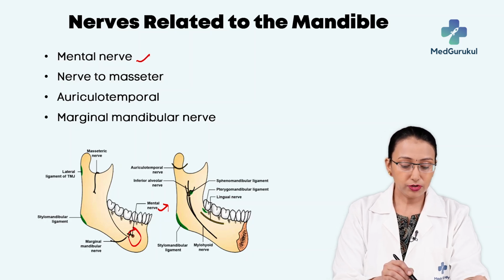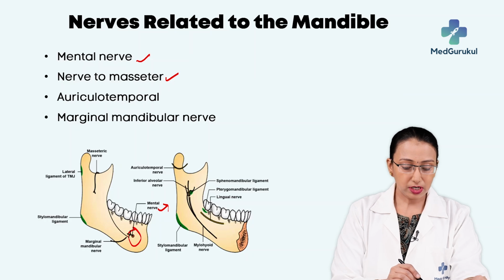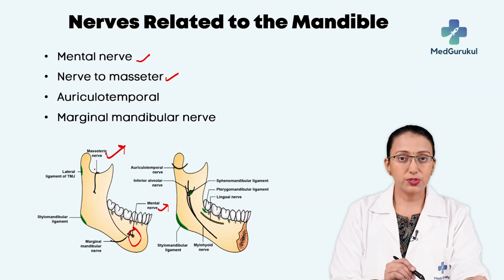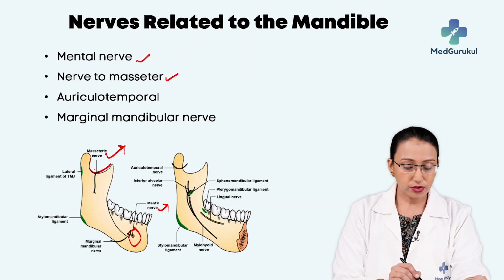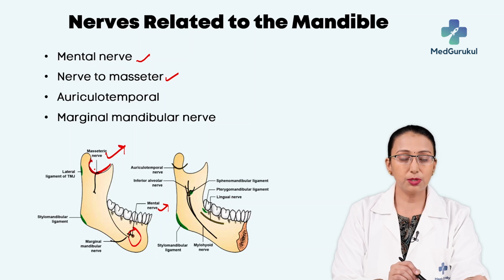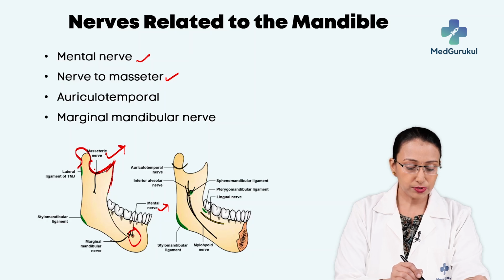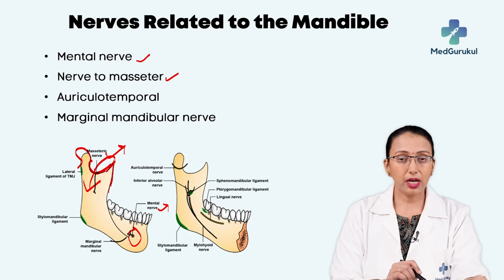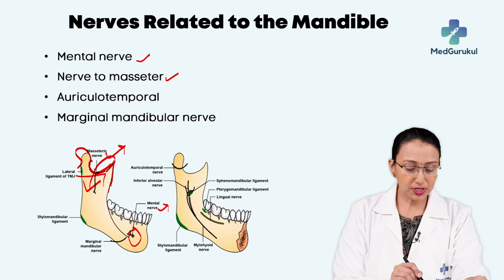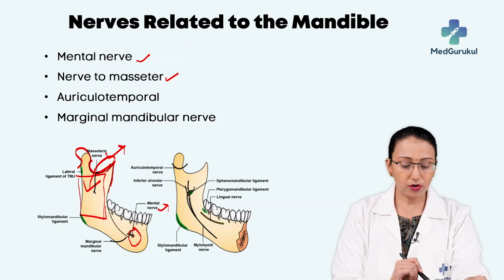Then the nerve to masseter, the masseteric nerve, which is present along this notch. This area is called the mandibular notch. Between the coronoid process in front and the condyloid process behind, there is this notch. The masseteric nerve emerges from the anterior division of the mandibular nerve and supplies the masseter muscle, which is attached along the ramus of the mandible.